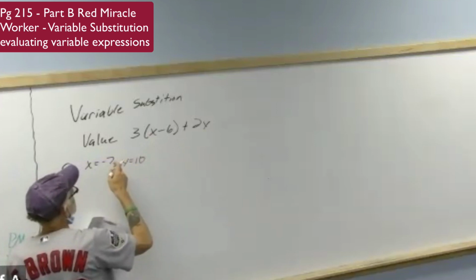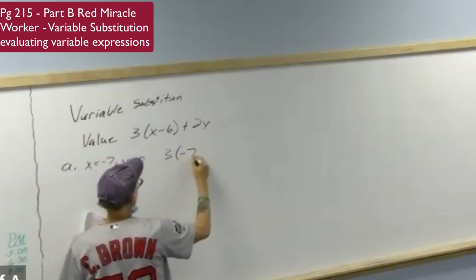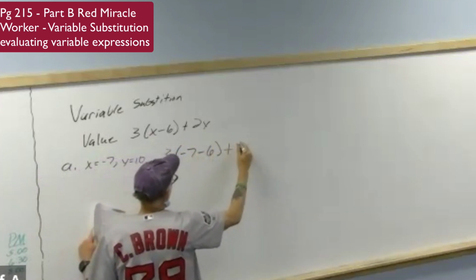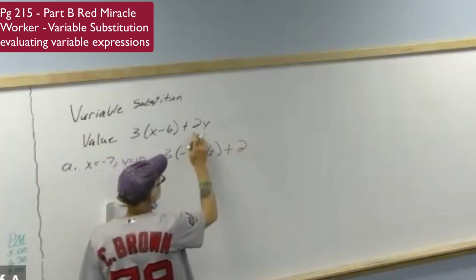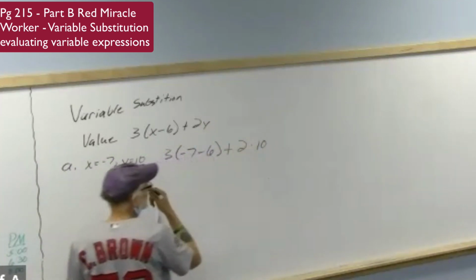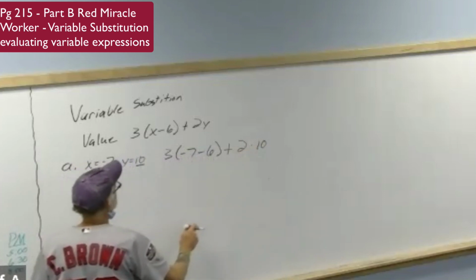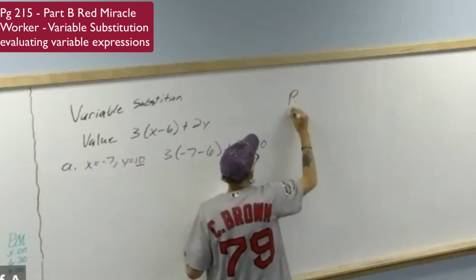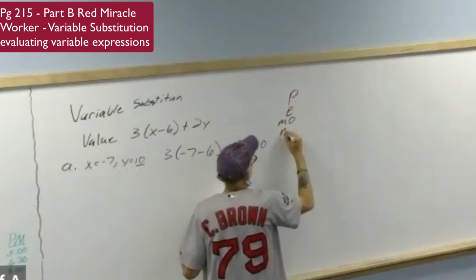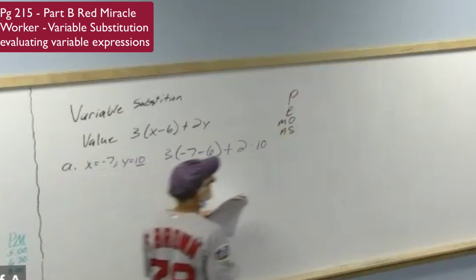Okay? So the value of this, when x equals -7, will equal 3 times (-7 minus 6) plus 2 times, and remember the 2y means 2 times 10. And I'm going to use a dot because the multiplication symbol looks a lot like an x. So when you get into more advanced math, you start using a dot. Now, if you remember your order of operations, please excuse my dear Aunt Sally, you have to do stuff in a certain order. Okay? If you don't, you're not going to get the right answer.